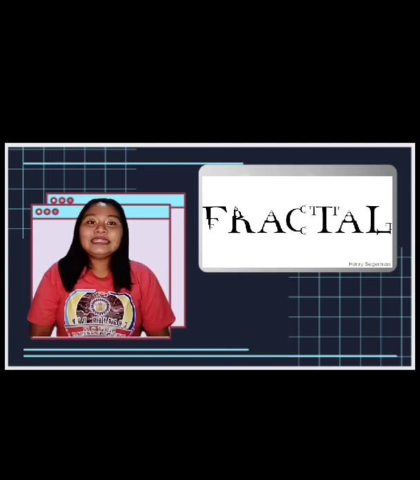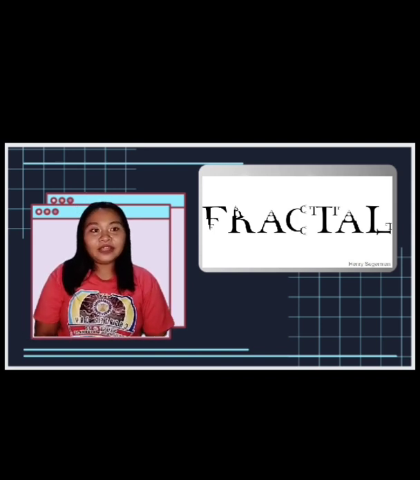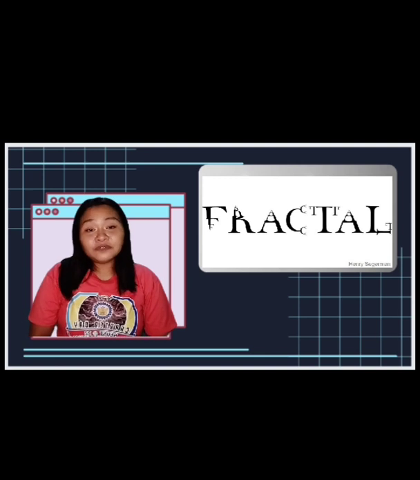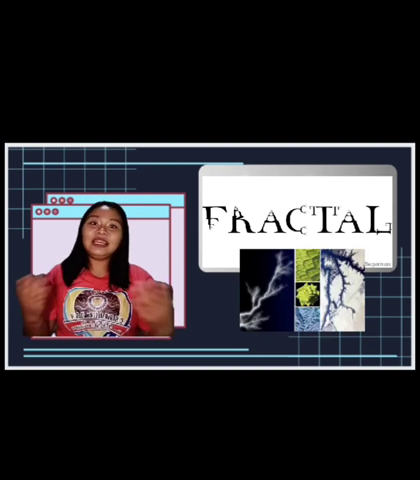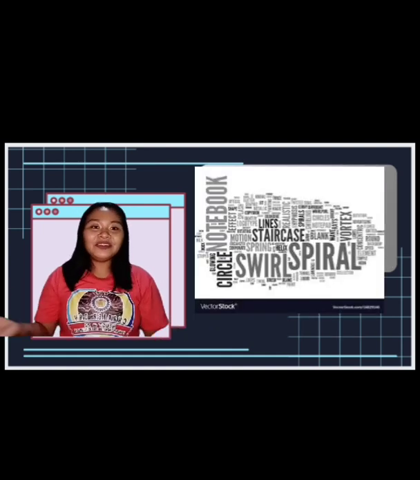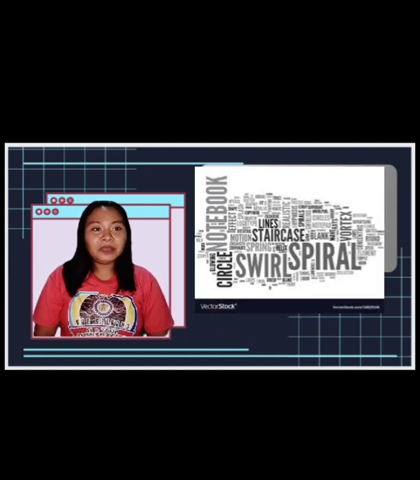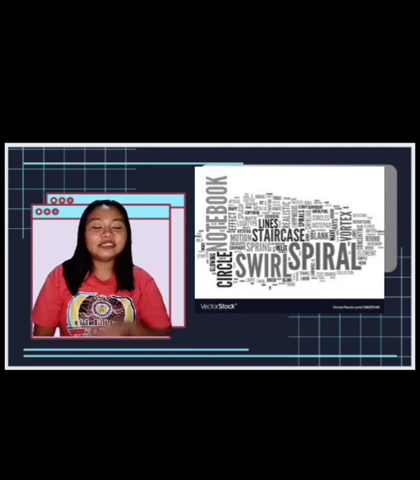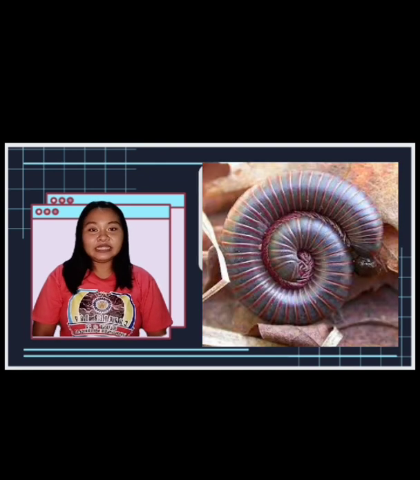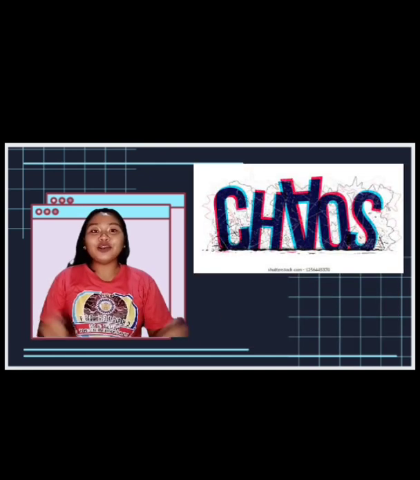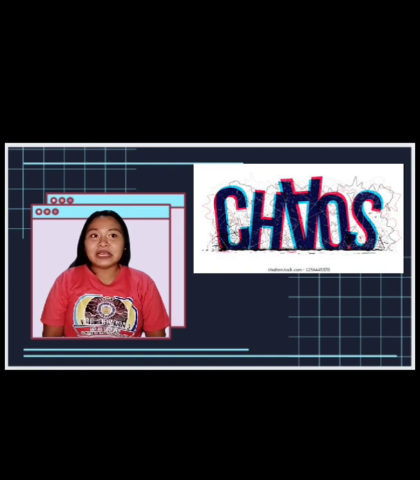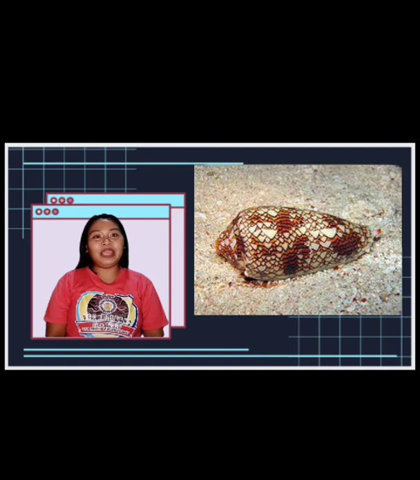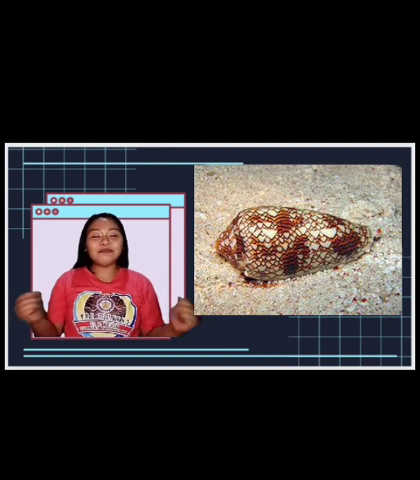Fractal. This is a never-ending pattern that is self-similar across different scales. This is the example. Spiral. A curved pattern made by a series of circular shapes revolving around a central point. This is the example. Chaos or chaotic pattern. Simple patterns create complicated underlying behavior. This is the example.